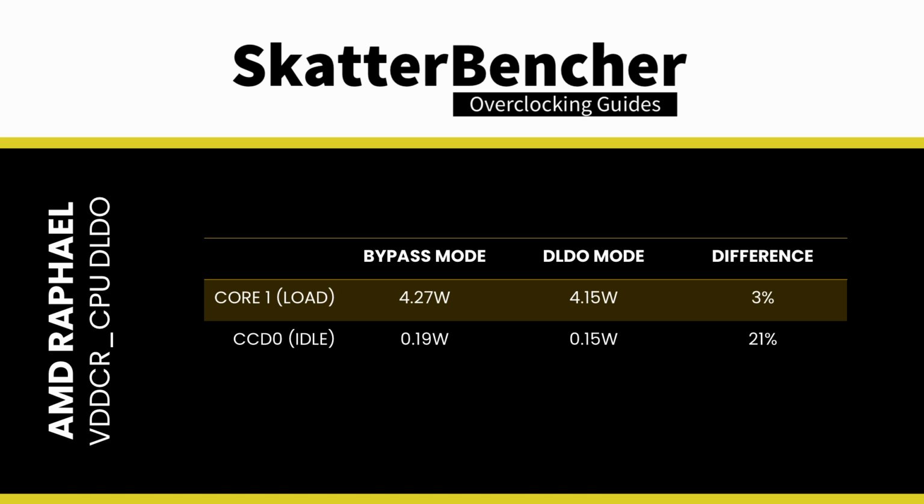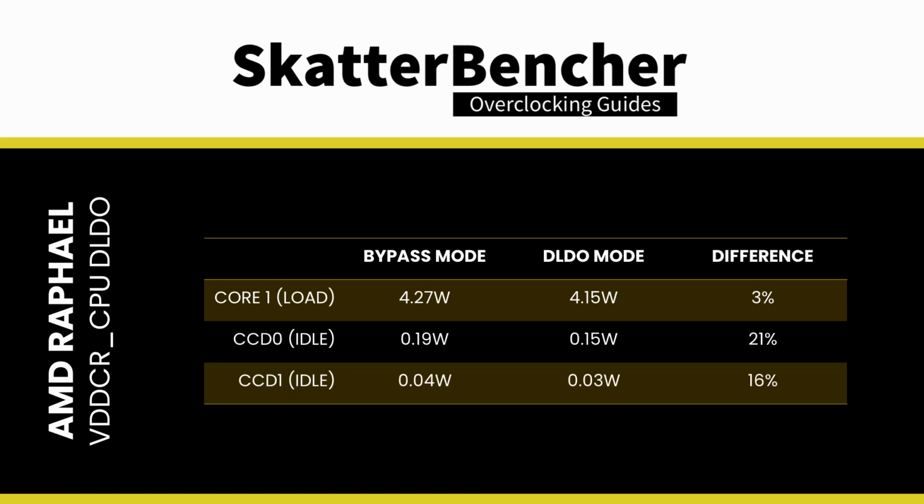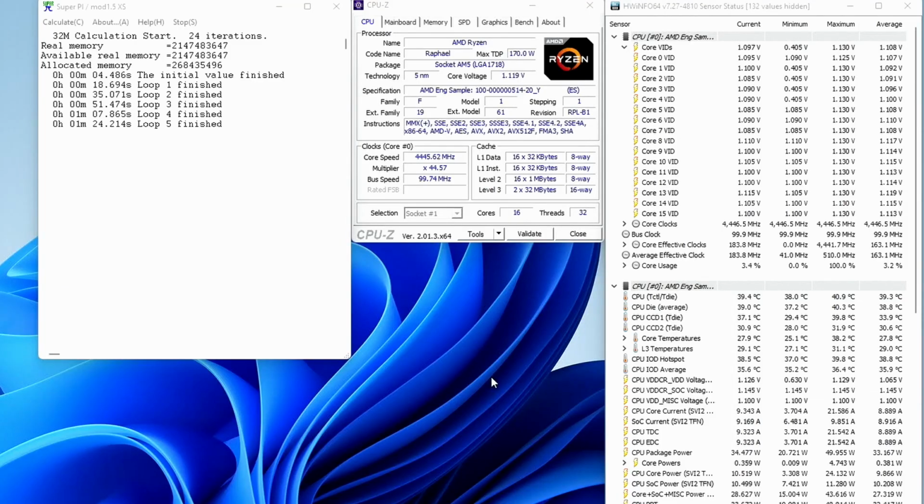When we look at the rest of the cores in the first CCD, so CCD 0, we find that the average power used in idle is 0.19 watt in bypass mode and 0.15 watt in DLDO mode. That's a difference of 21%. The cores in the second CCD, so CCD 1, idle at only 0.04 watt in bypass mode and 0.03 watt in DLDO mode. That's a difference of 16%. Unfortunately, it seems impossible to run DLDO mode when the core voltage is higher than 1.25 volt.